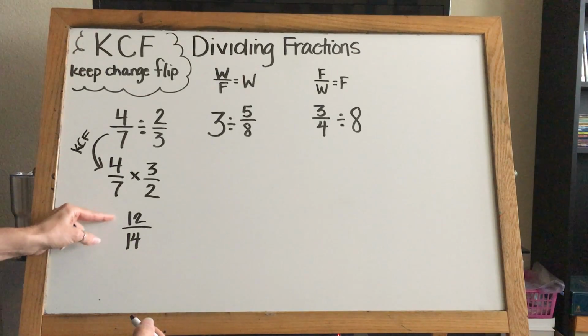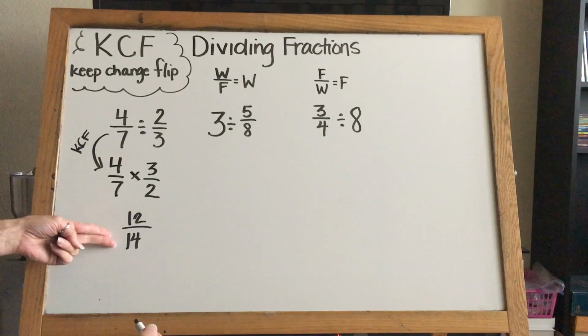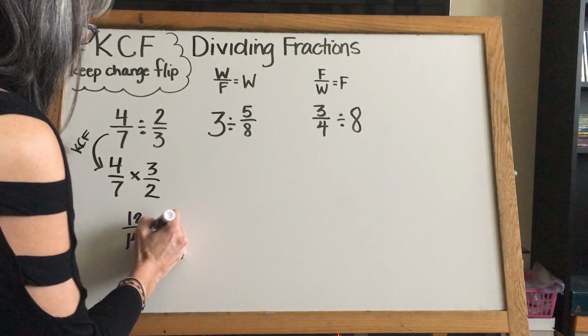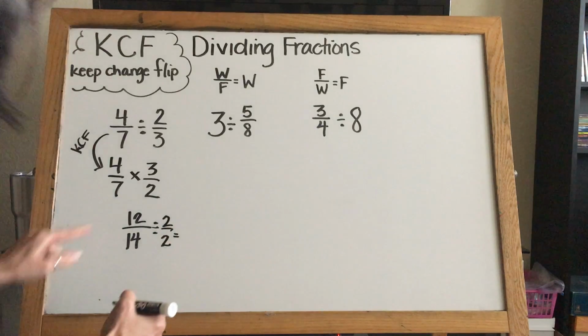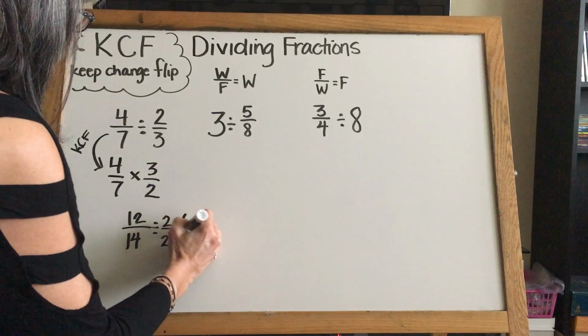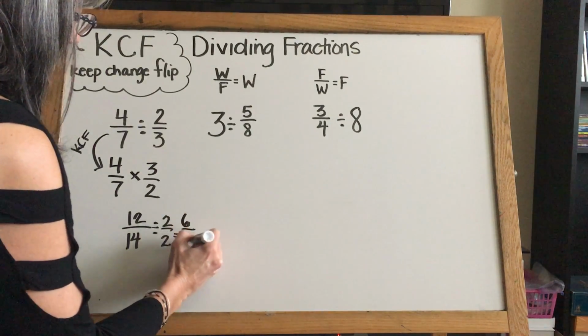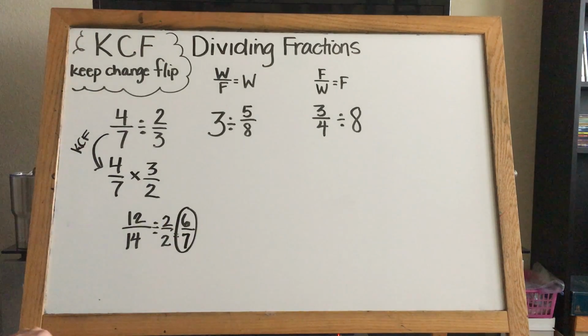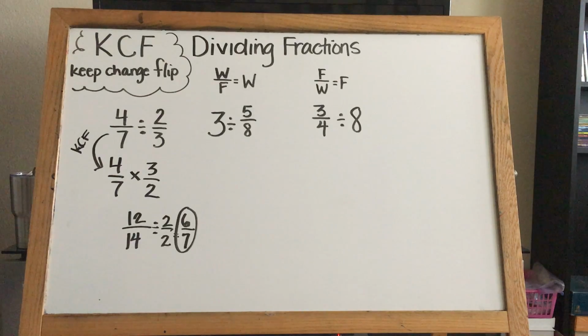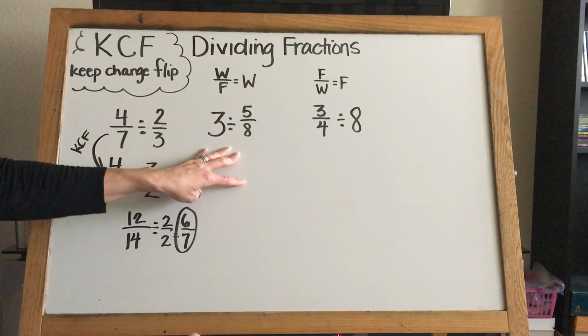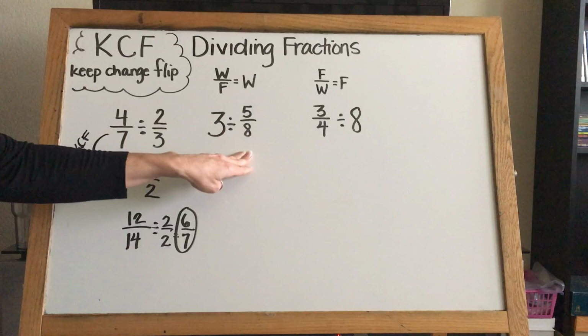The only other thing that makes 12 is 4 and 3. Neither one of those go into 14. So our super one is going to be 2 over 2. And 12 divided by 2 is 6, and 14 divided by 2 is 7. So our final answer is 6/7. We know we're finished because we're 1 away. Okay? All right, so we're over here and we have whole divided by fraction.